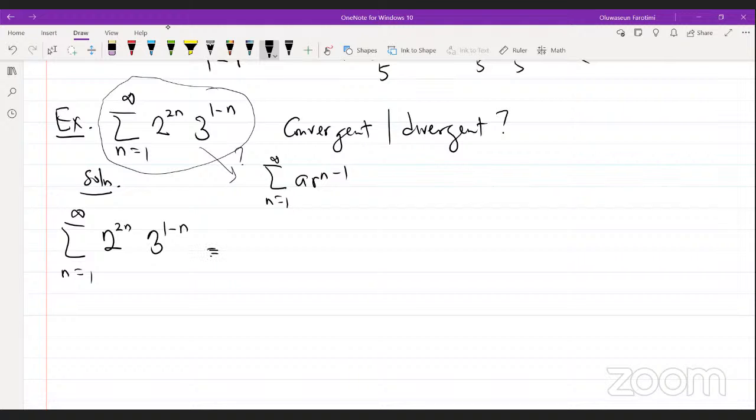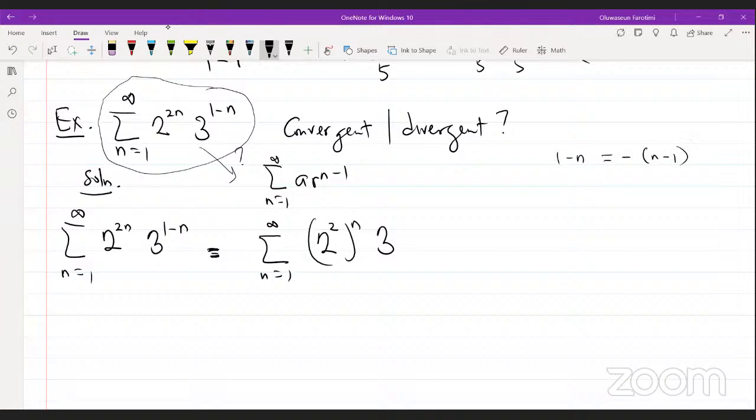Okay, this gets interesting, guys, because the first term here is a, right? A doesn't have a power. The only thing that has a power is r. So let's just see. Let's do some kind of simplification. This is 2 squared to the power of n. Okay, you have 2 to the power of 2n. You can write it in this form. And this is 3 to the power of, now this guy is 1 minus n. If you have 1 minus n, guys, this is the same thing as negative n minus 1, right? Yes. So you have negative n minus 1.